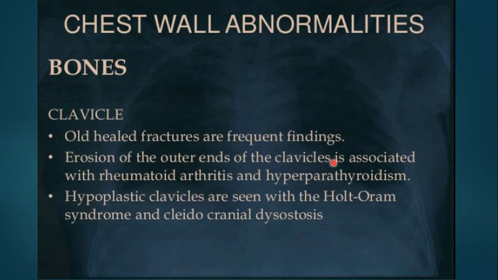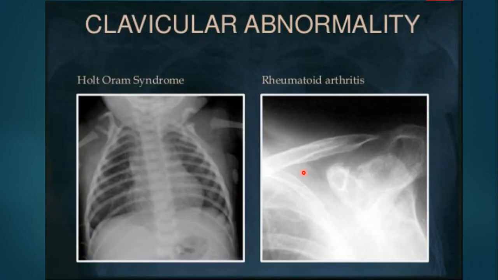Of course, these are congenital syndromes, so you will see these abnormalities in pediatric age groups, mainly infants. You don't expect to see Holt-Aram syndrome or cleidocranial dysostosis in an adult. Most of the time it will be in the pediatric age group or infants. Okay? For example, you can see here, what do you see? What is the main finding here? We have hypoplasia, a hypoplastic left clavicle compared to the right side, and this is a case of Holt-Aram syndrome.